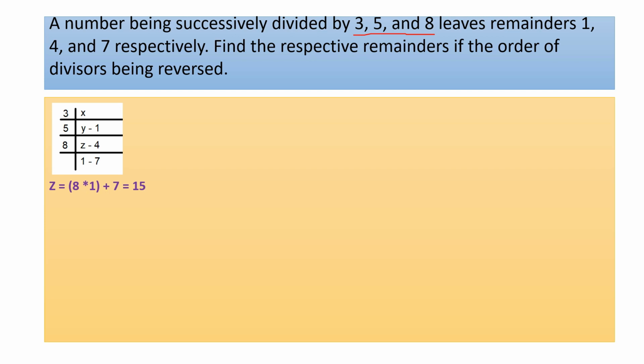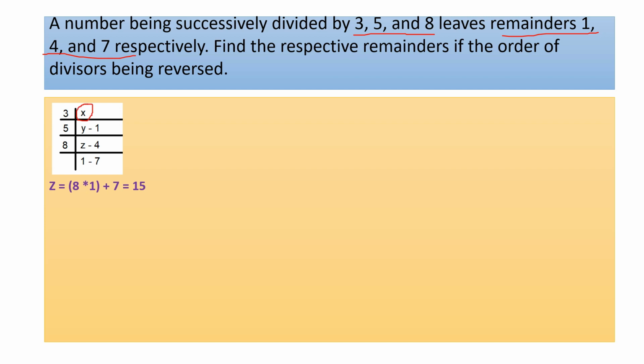So, the number is divided by 3, 5 and 8 in this order only. First we divide by 3, then by 5 and then by 8, which will leave the remainders 1, 4 and 7. And we have to find the remainders if the order of the divisors is reversed. So first we have to find the value of the number. I'm considering the number as x.